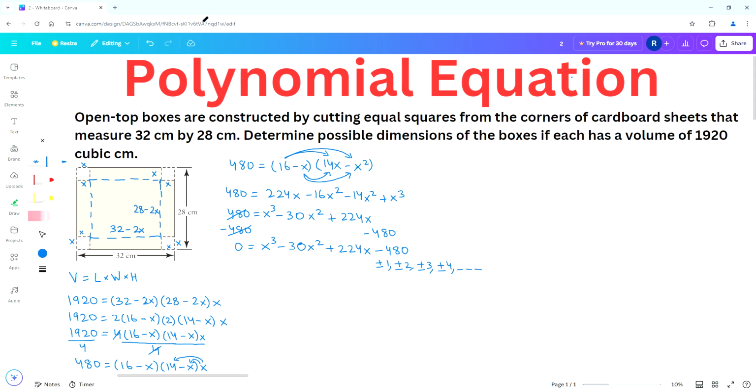There are many possible factors of 480. Now we have to sub in these values one by one in this expression to see which of these factors make the value of the polynomial equal to 0. We start with plus 1, minus 1, then plus 2, minus 2. The first x value that will make the value of this polynomial equal to 0 is 4. That means x minus 4 is a factor of this polynomial.